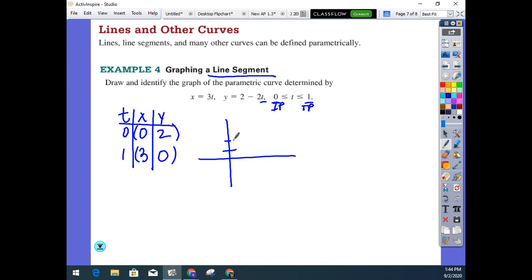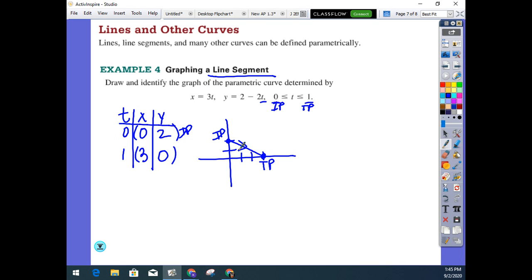So I graph 0, 2, 3, 0. This is my initial point. This is my ending point, terminal point. I'm going in that direction.